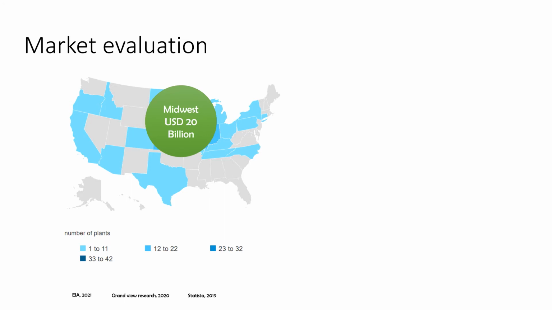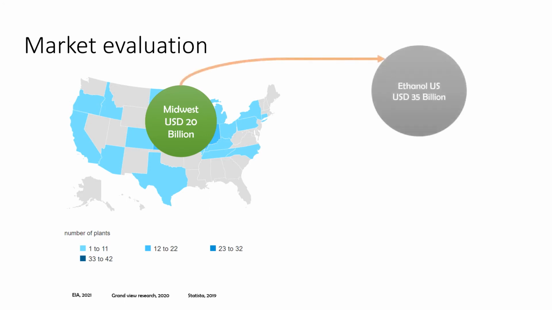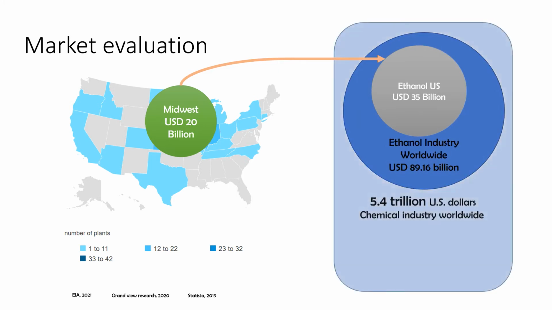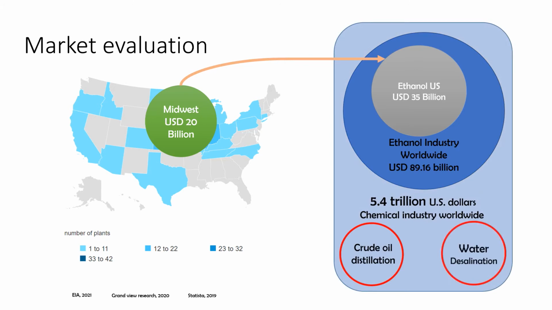We will use this as a milestone that will help us penetrate an even larger market, the ethanol production in the whole United States, which is $35 billion. This will not only help us expand globally in the future, but it will also help us penetrate other market segments in the chemical industry. Other market segments such as crude oil distillation and water desalination. Our market is the whole liquid separation industry, and we will start by dominating the ethanol production segment.